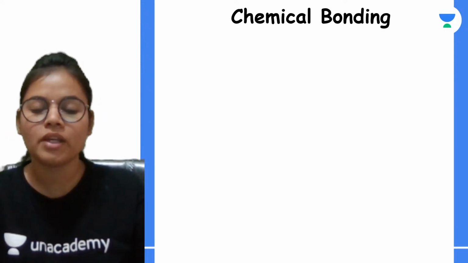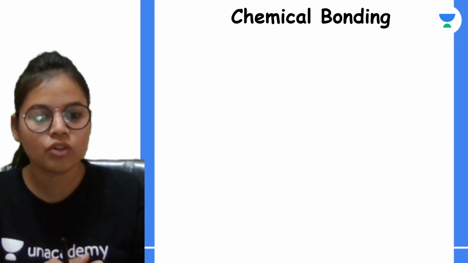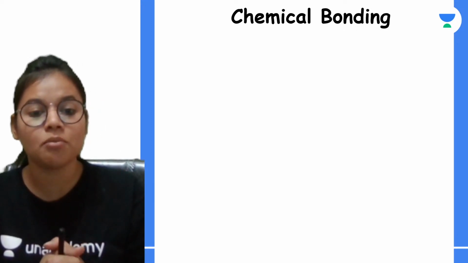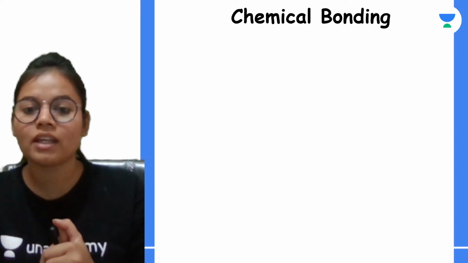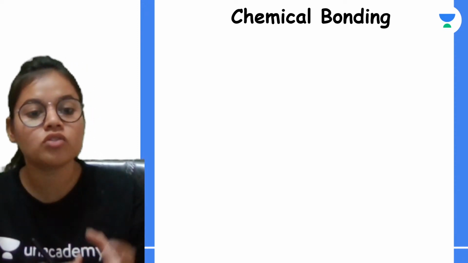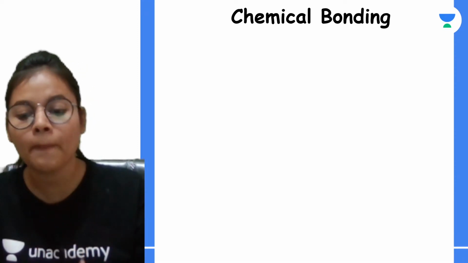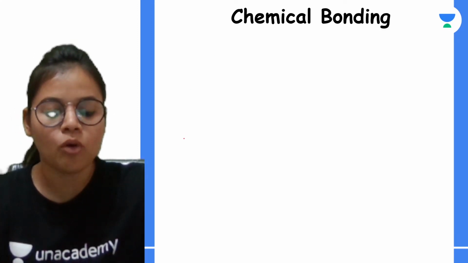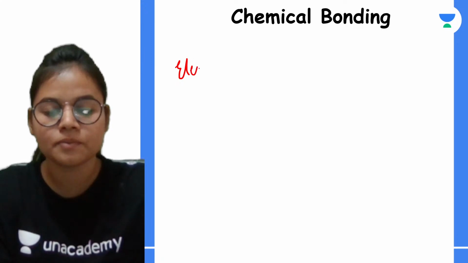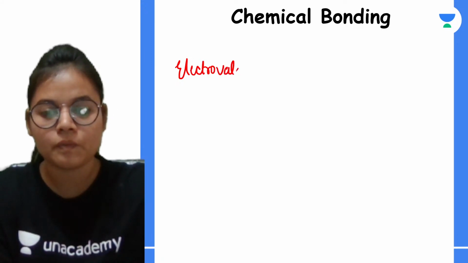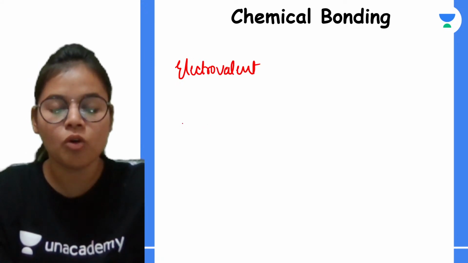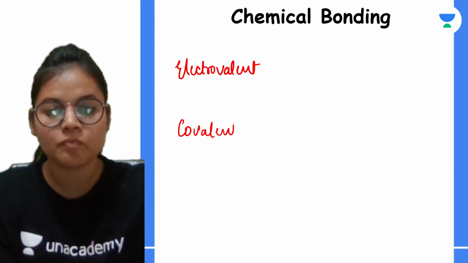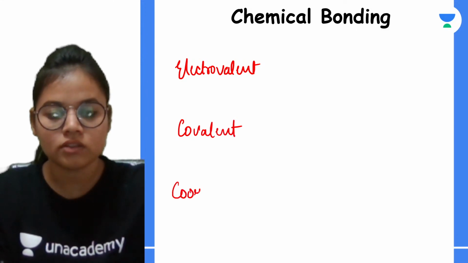So this has to be a completely new unit. Of course, you might have some of the information. In it we are going to see how chemical bonds are formed and why they are formed. In this unit we are going to study 3 basic types of bonds, which are electrovalent, then covalent, and coordinate bond.